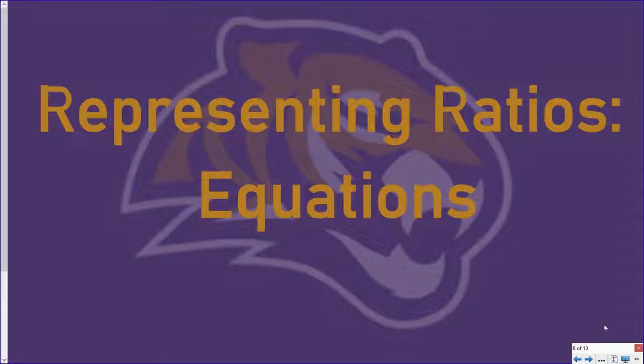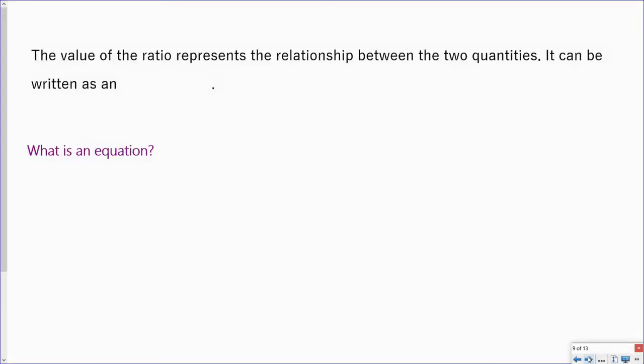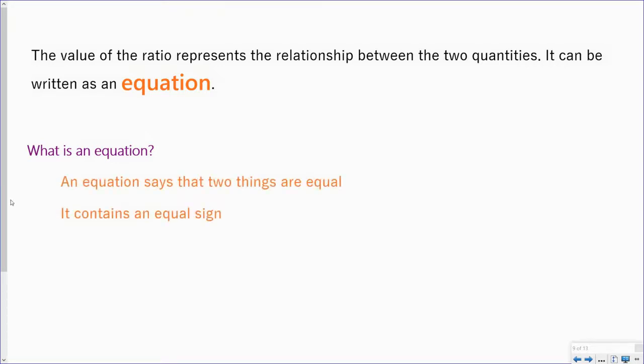In this video, we are going to be representing ratios by equations. So the value of a ratio represents the relationship between two quantities. It can be written as an equation. So what is an equation? An equation says that two things are equal, and it contains an equal sign.